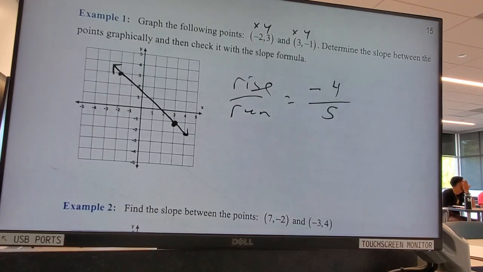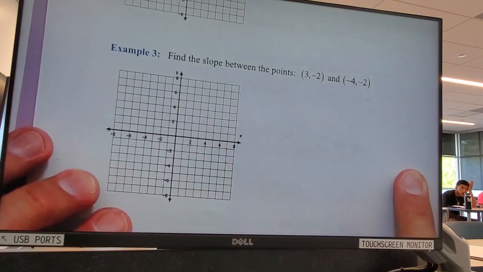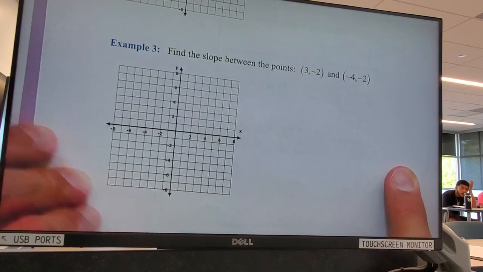So example 2 is nothing really too crazy, but example 3 is a little more interesting. Slightly.